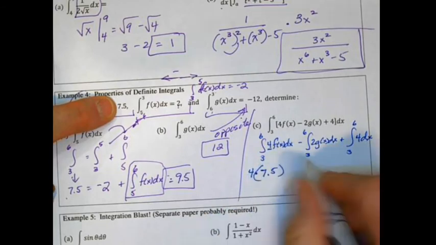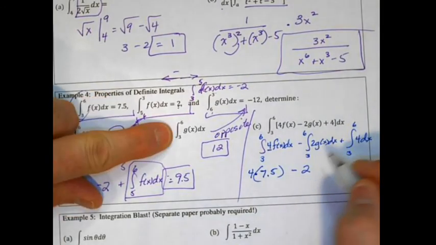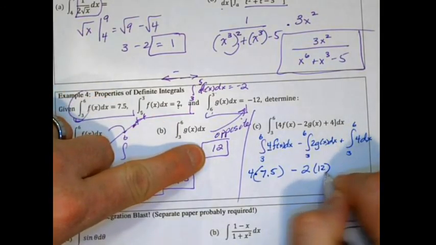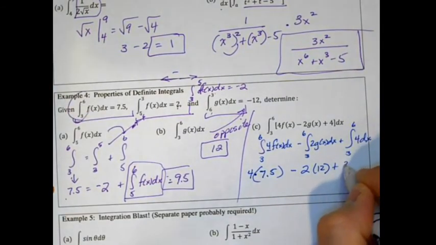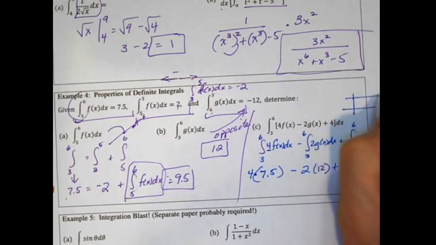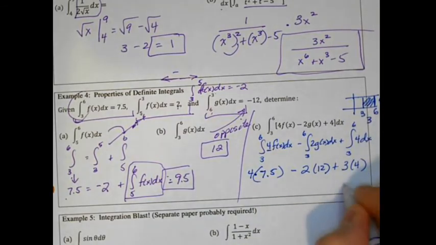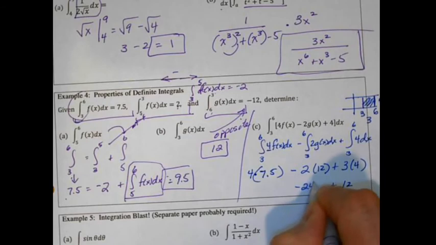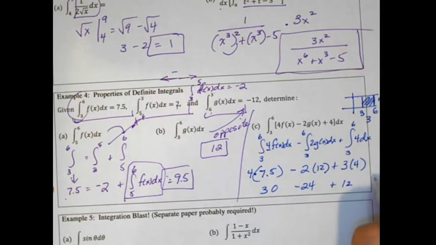Alright, so we need 4 of them. We're going to subtract 2 out, and we go 3 to 6 of g of x, which was 12. And then this one, because it is a constant, it's going to be the distance between those, which is 3, times 4. So basically you get a height of 4 from 3 to 6, which is an area of 12. So 12 plus a negative 24. Yes, I'm working backwards. That's 30 minus 24 is 6 plus 12 is, I hope I'm right, 18.